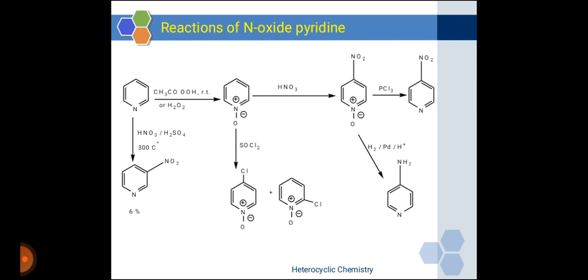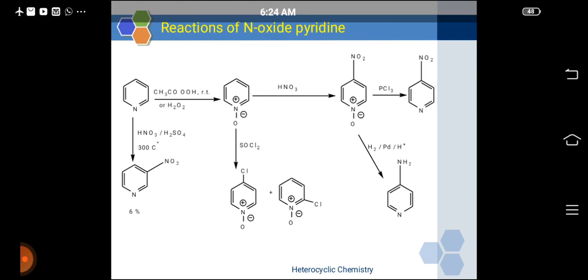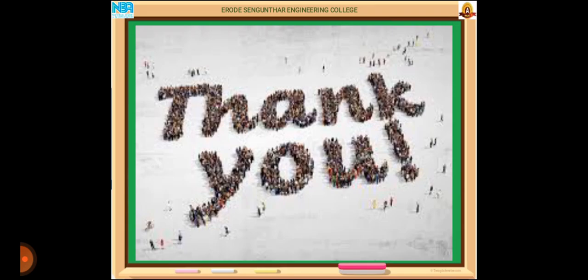So today we have discussed the different basic nature of the pyridine molecule, the resonating forms of the pyridine molecule, and how it reacts at the ring nitrogen and other positions. So these are all the various types of resonating structures of the pyridine molecule.